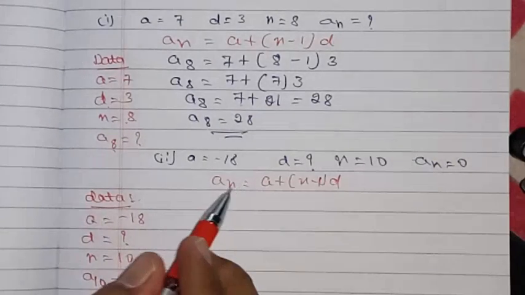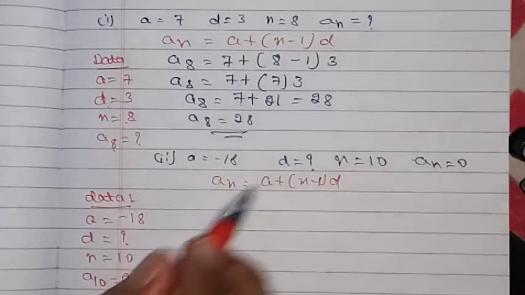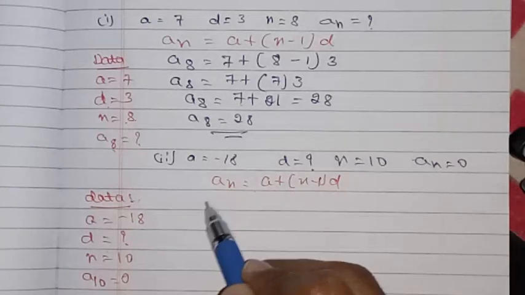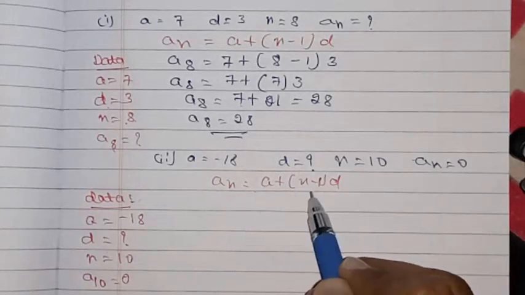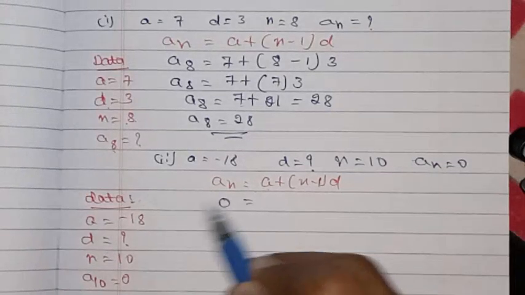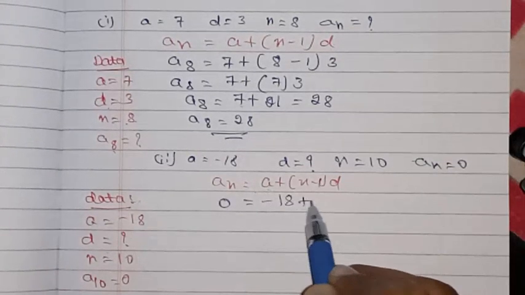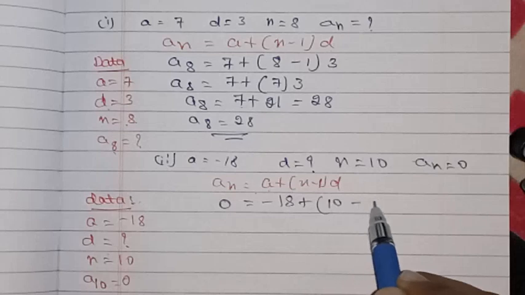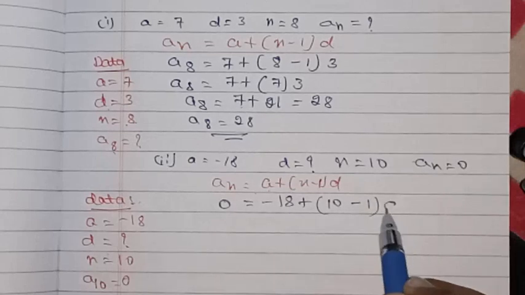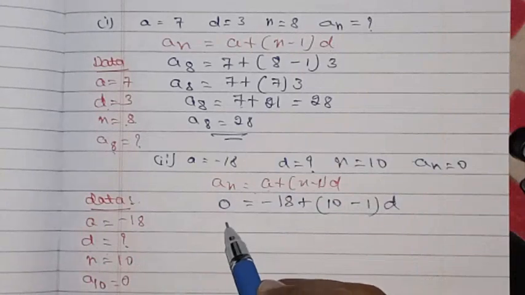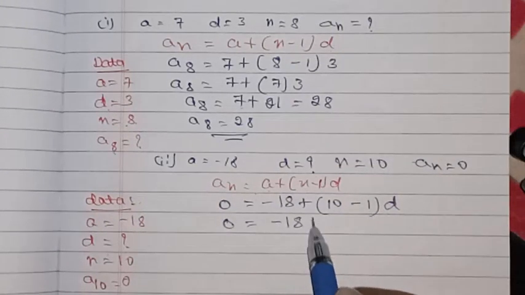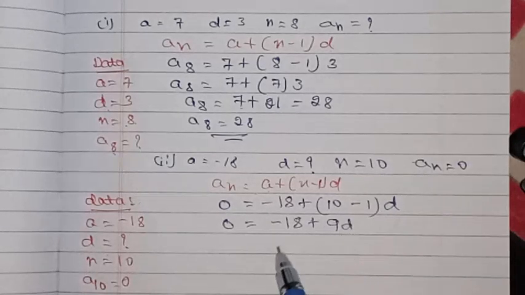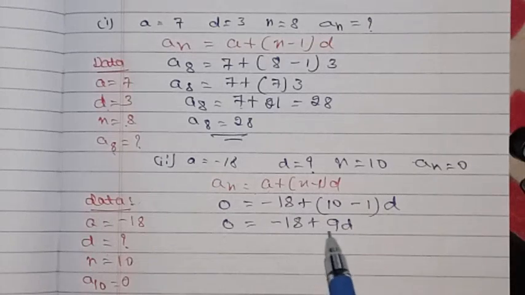Okay, now you have the formula, you have the data, just apply the data to the formula. an is how much, 0, so therefore just apply the values in the place of an, a, n and d. So an is 0, is equal to a is minus 18 plus n is 10 minus 1 into d, which we need to find out. Okay, now here keep the 0 as it is, minus 18 as it is, plus 10 minus 1 is nothing but 9 into d is 9d. Okay, now 0 is equal to minus 18 plus 9d is there.